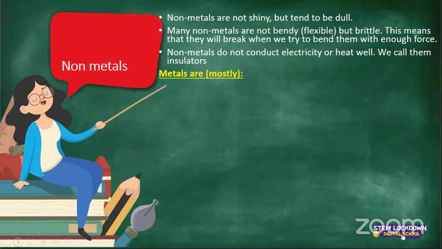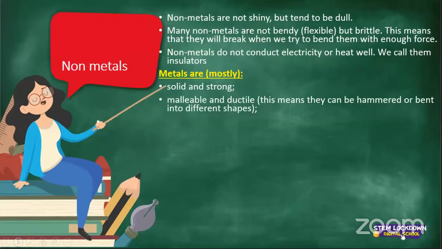Okay, so metals are mostly strong and they are solid. Can I, do you want to know something or can I explain something to you? Okay, so metals are strong and they are solid.